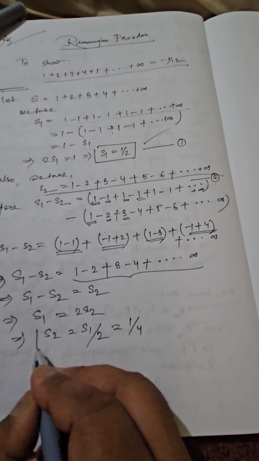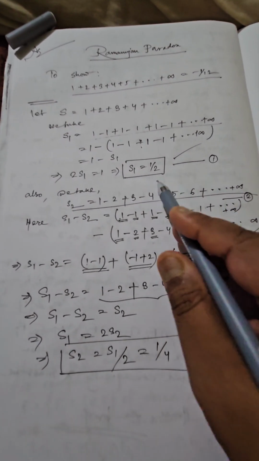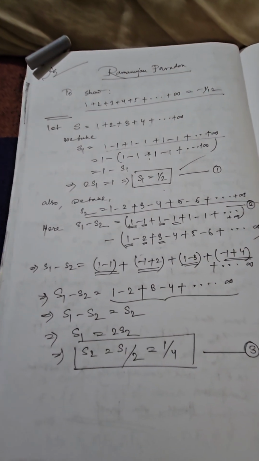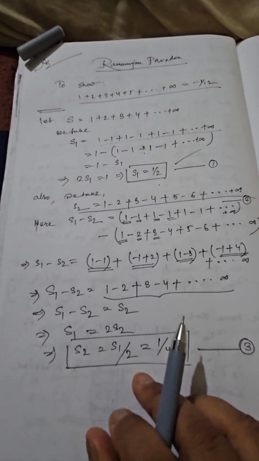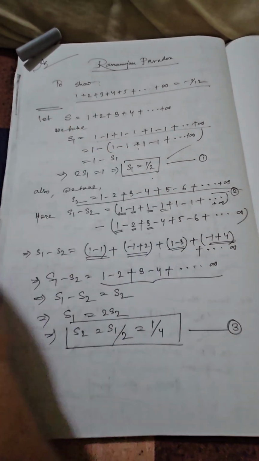So S2 will be 1 by 4. Say this is equation number 3. So we have obtained S1 as well as S2. Now let us try to find out the difference between S2 as well as S.